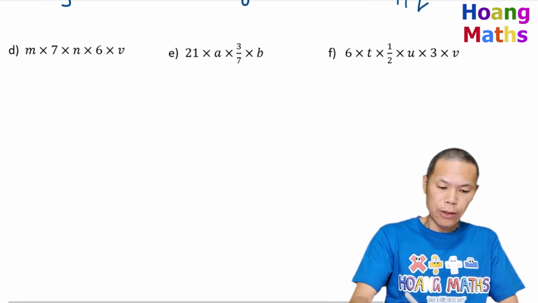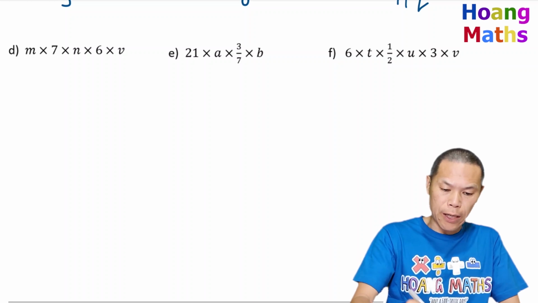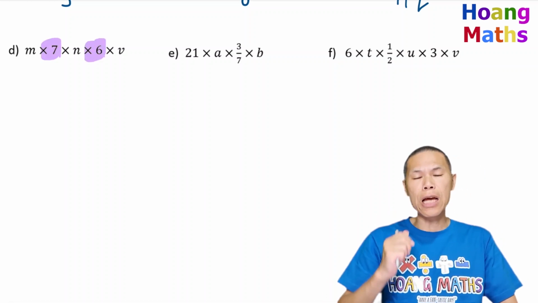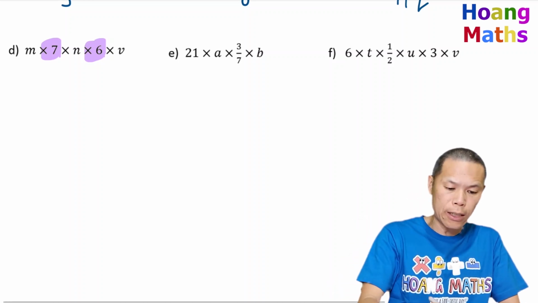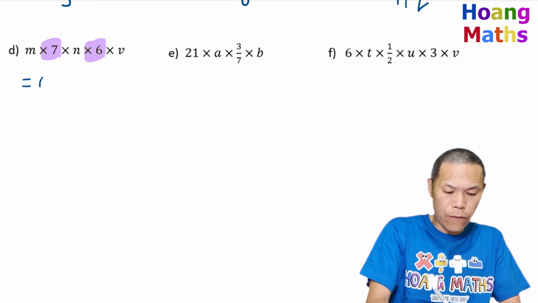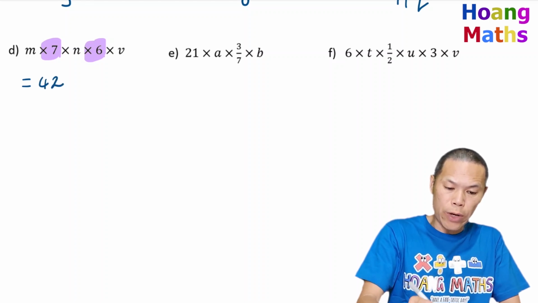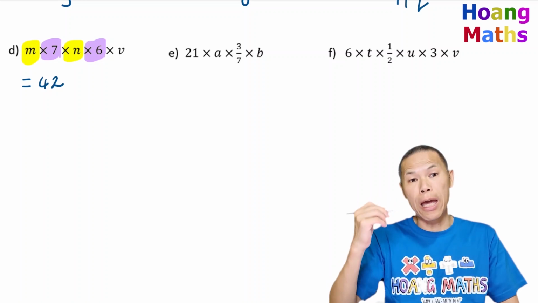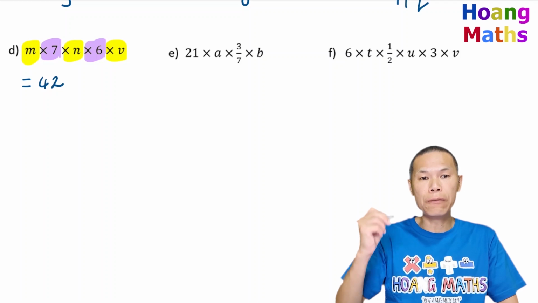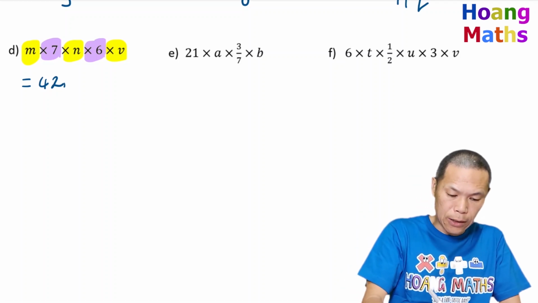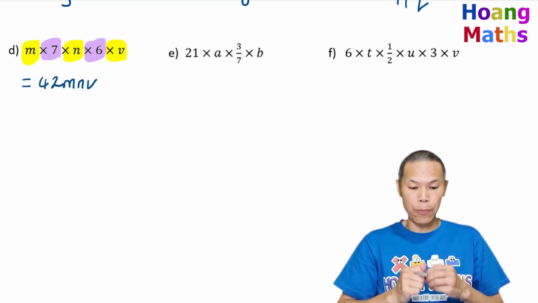Part D. We just deal with the numbers first. So we have 7 and we times 6. 7 times 6 is 42. Otherwise, you can just use your calculator. So that becomes 42. And now we have M, we times N. So that becomes MN. And we times V. So MNV. So that's the answer. There you go.